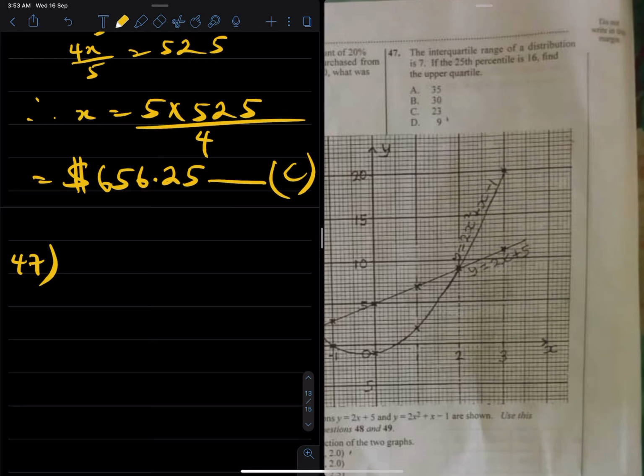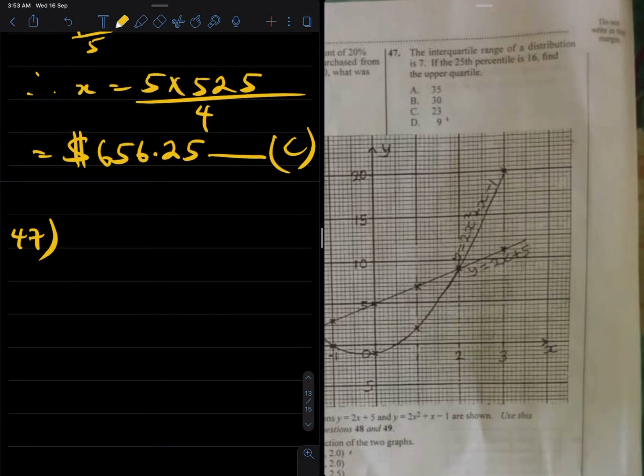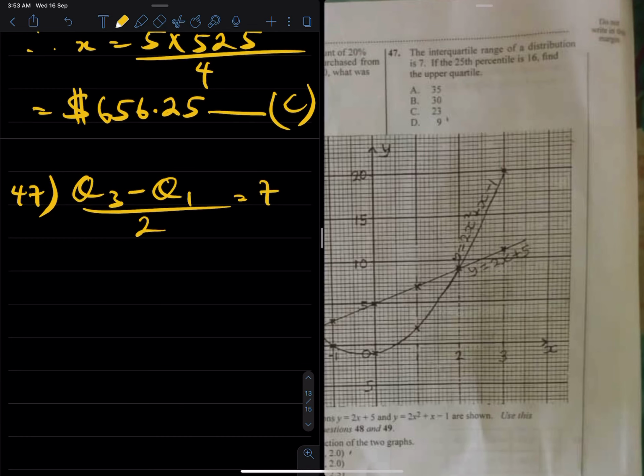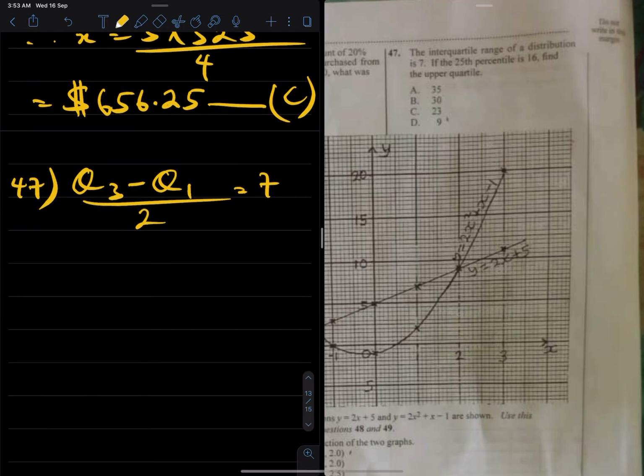The interquartile range of a distribution is 7. If the 25th percentile is 16, find the upper quartile. Okay, Q3 minus Q1 over 2 is the interquartile range, which is 7. Q3 is the upper quartile, while Q1 is the same as the 25th percentile. And we already know Q1 is given as 16.